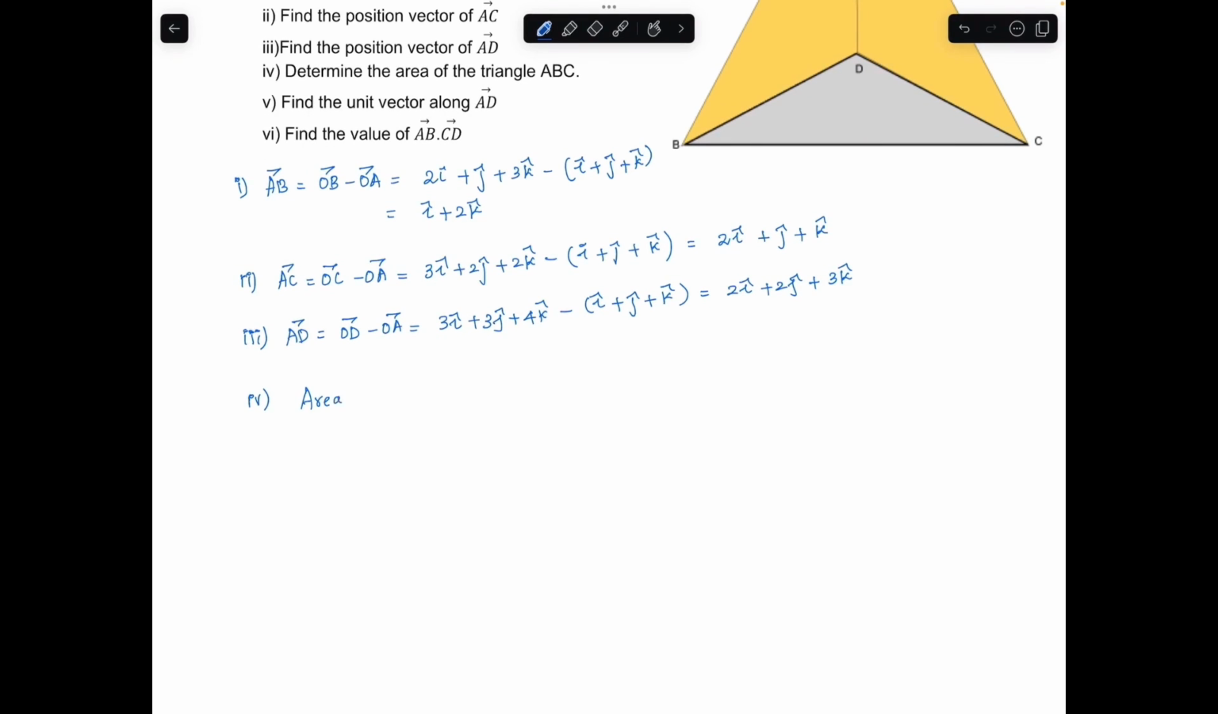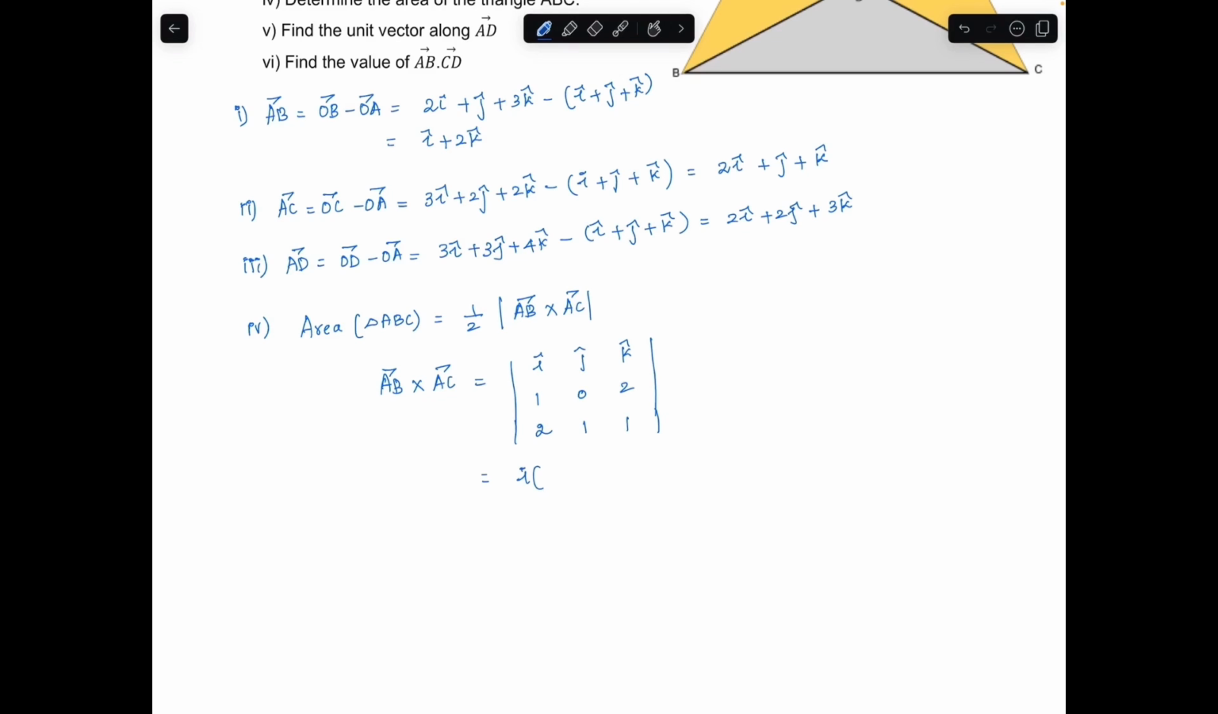Area of triangle ABC is equal to half times magnitude of AB cross AC. Let's figure out AB cross AC, which is equal to, let's write the coefficients of i, j and k. For AB it is 1, 0, 2, and for AC it is 2, 1, 1.